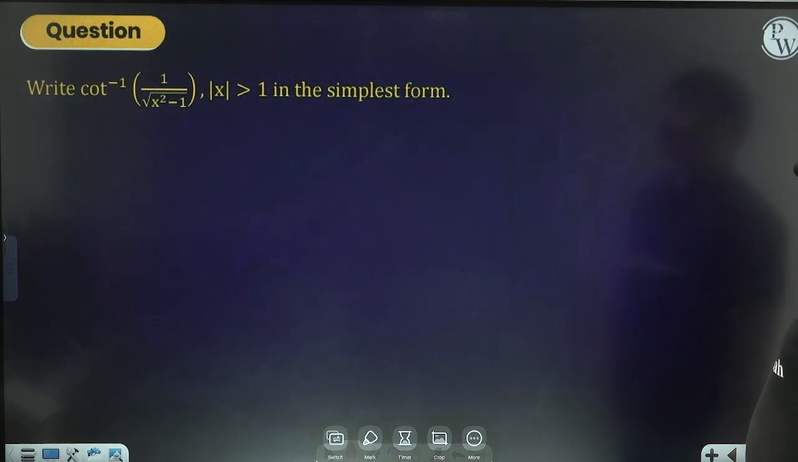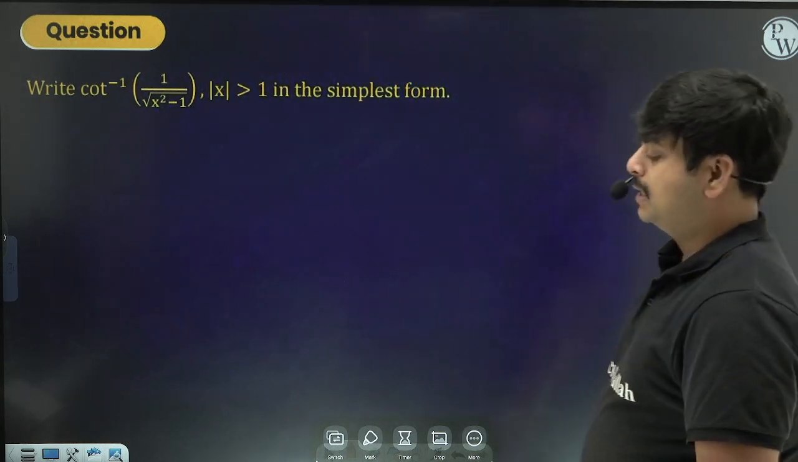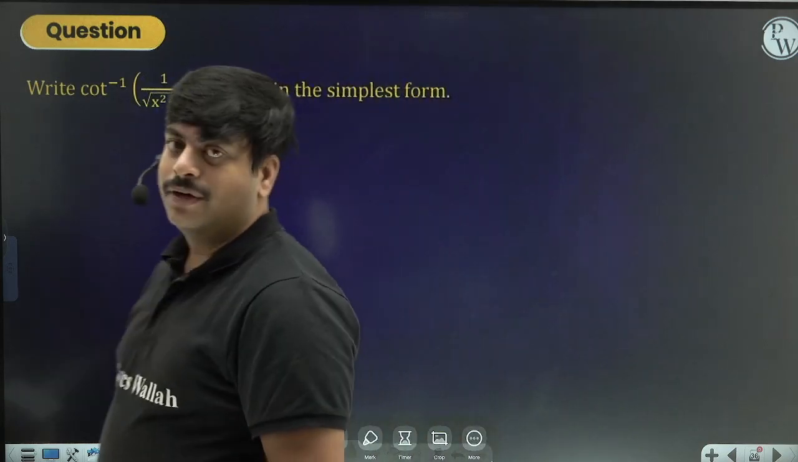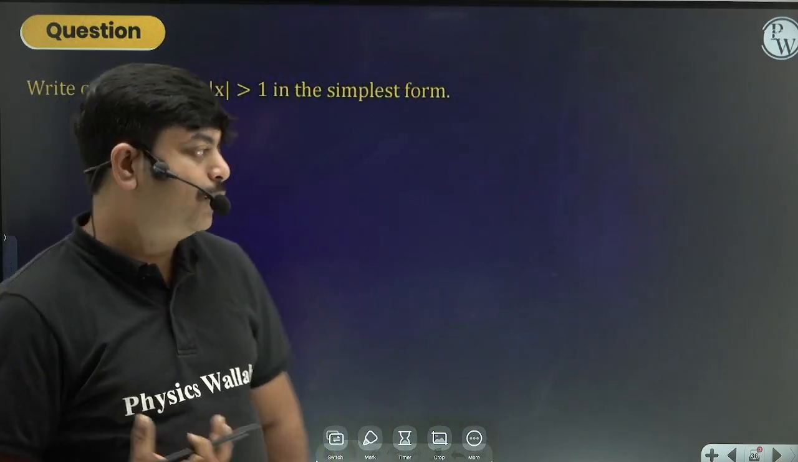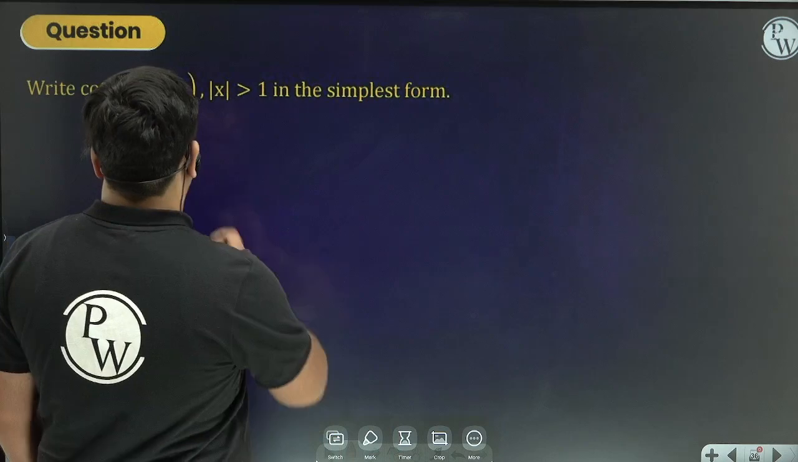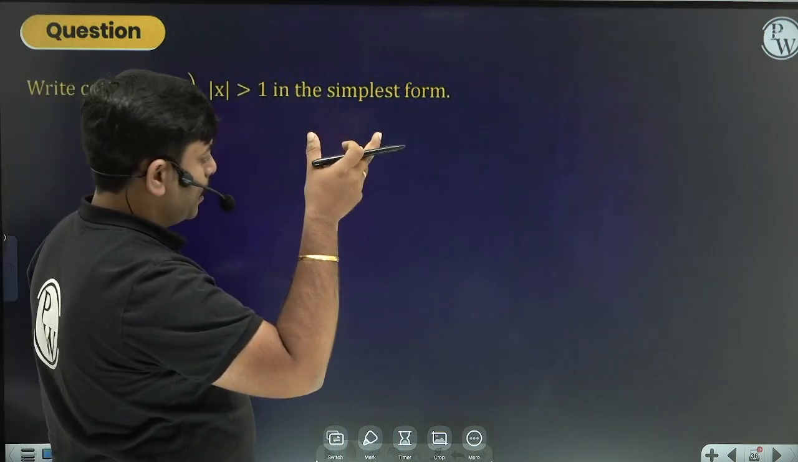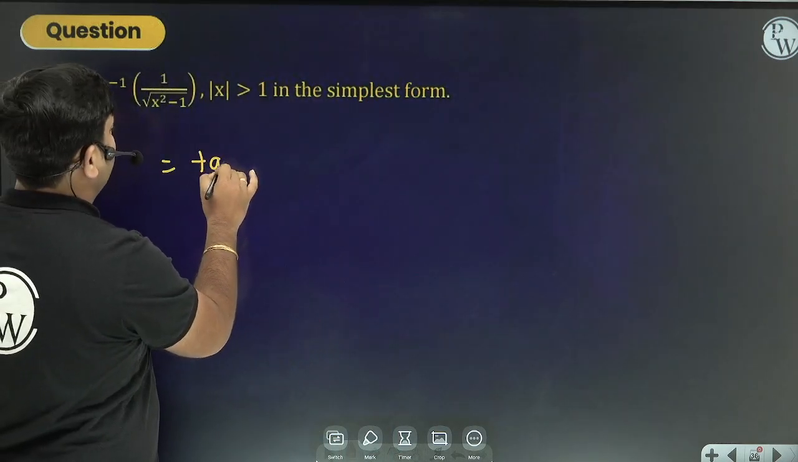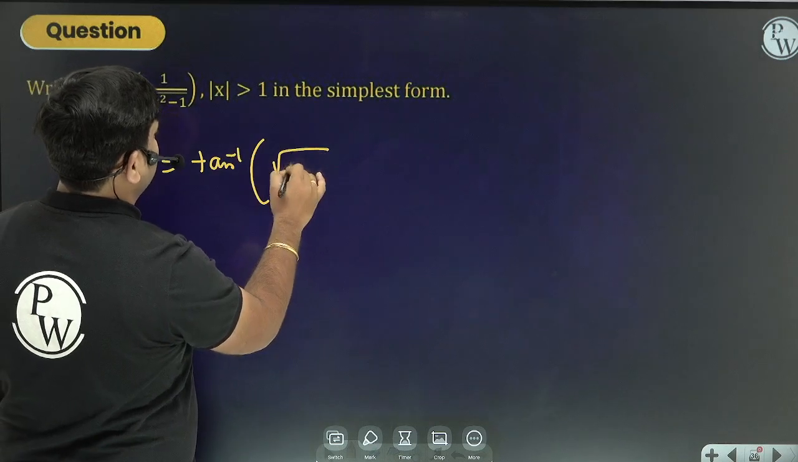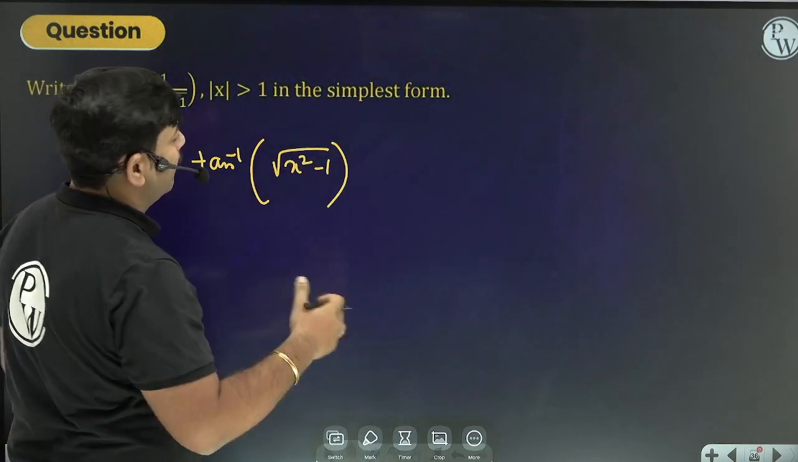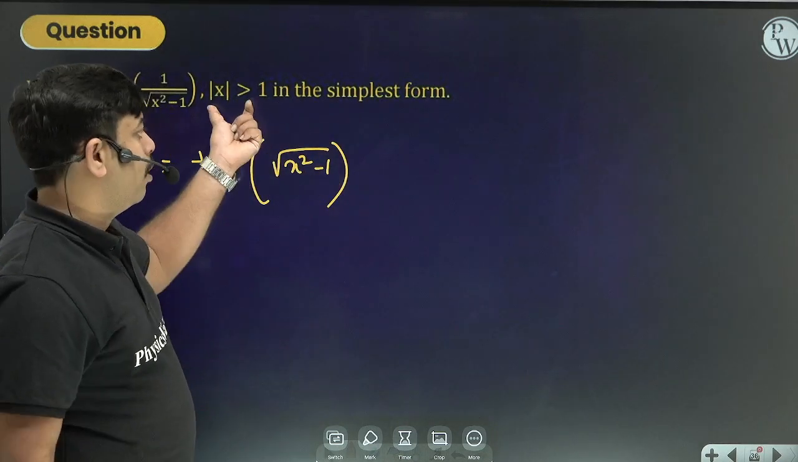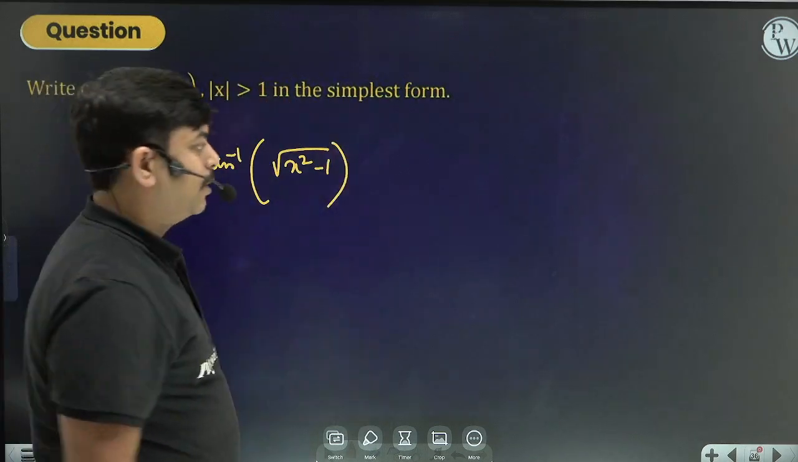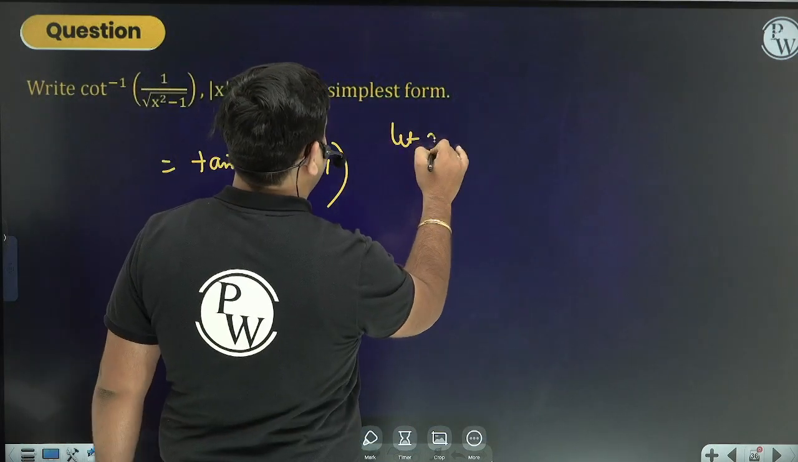So cot inverse of 1 by root of x square minus 1, and write this in the simplest form. Simplest form means we can still try to reduce this further. Okay? So see, cot inverse means like 1 by tan, so this is something like tan inverse of root over x square minus 1. And if x is secant theta, as it is given mod x is greater than 1, it satisfies that. So let x equal secant theta.